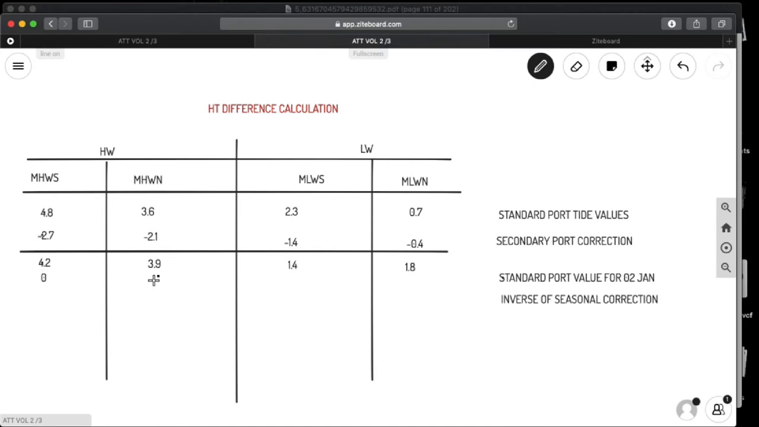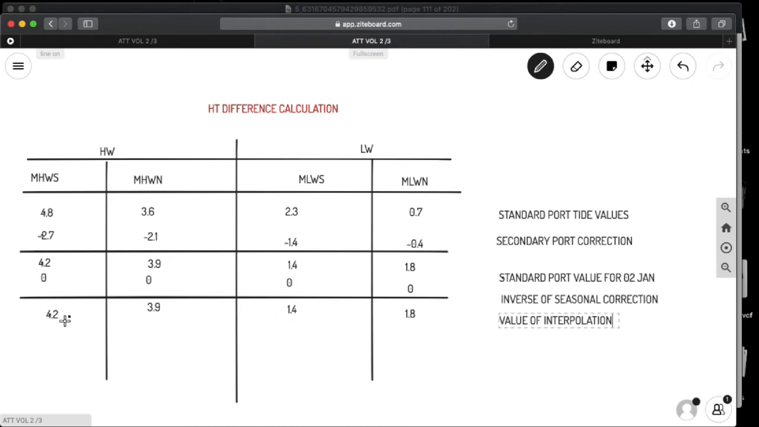It's 0, 0, 0 out here, and 0 out here. So it's done. If we put a line over here and do the correction, what we get is the same thing: 4.2, 3.9, 1.4, and 1.8. This is what is called the value for interpolation. So when we interpolate, for 4.8 the correction is minus 2.7, and for 3.6 the correction is minus 2.1. The 4.2 comes in between 4.8 and 3.6.